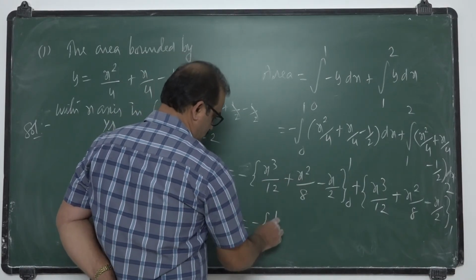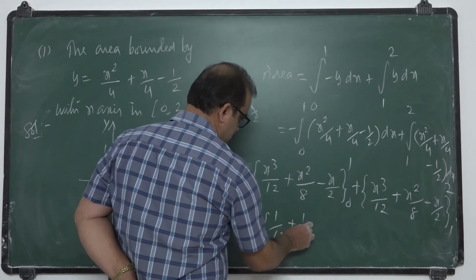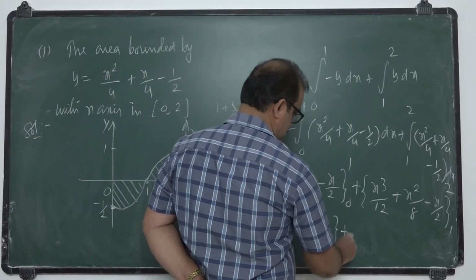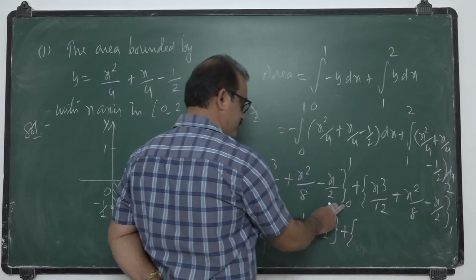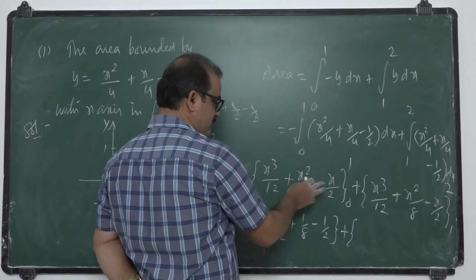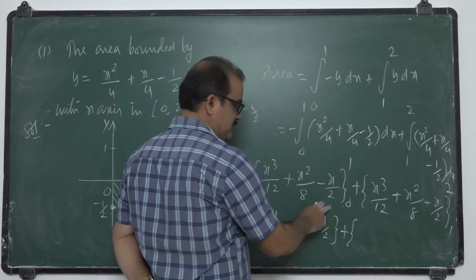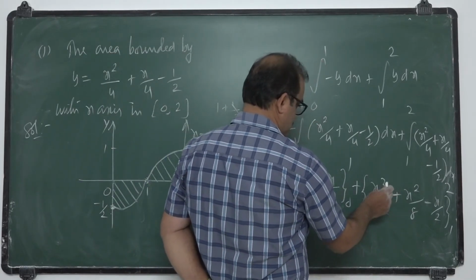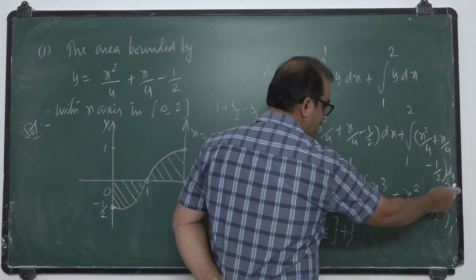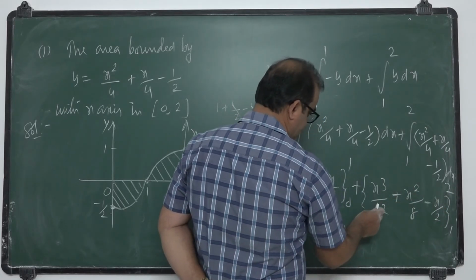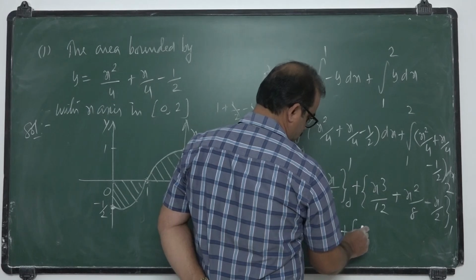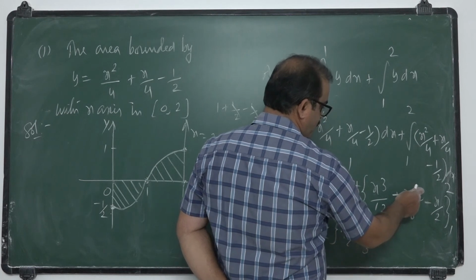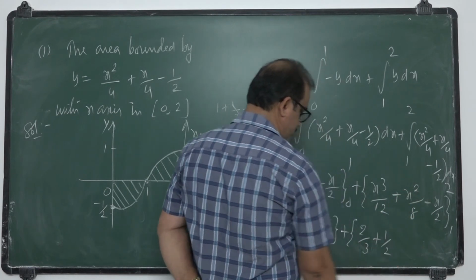Upper limit 1, 1 by 12 plus 1 by 8 minus 1 by 2. Next, take the upper limit 2. Here we take the lower limit 0, 0 by anything is 0. So we get the lower limit value 0. Next here 2 cube. Apply the upper limit 2. 2 cube 8 by 12, that is 2 by 3. 2 square 4 by 8, 1 by 2.